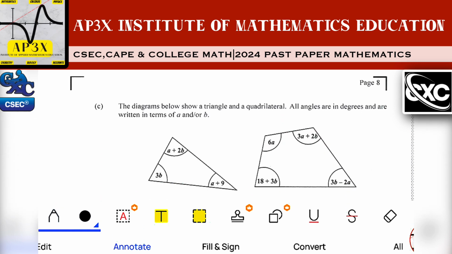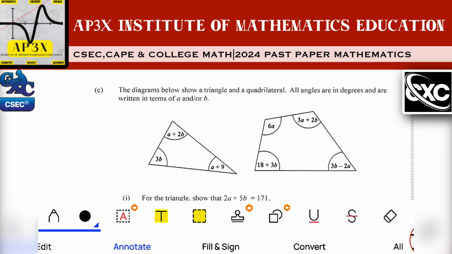All right, let's scroll on down here to this particular question. The diagrams below show a triangle and a quadrilateral. All angles are in degrees and are written in terms of A and B. So we have this triangle over here where one of its angles is in fact written as an algebraic expression.